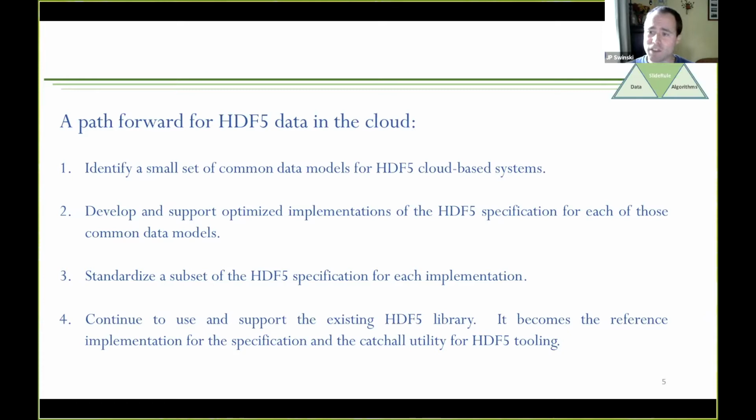And then when we have that small set, could we develop and support the development of optimized implementations from scratch, right? We're developing libraries that are specifically optimized for those data models. So if you have image data in HDF5 that you want to use in the cloud, could you have, okay, well, we're going to have the HDF5 image data library, and it's optimized for reading image data in the cloud. Now, once you have that, you can formalize it with a standardized subset of the HDF5 specification.